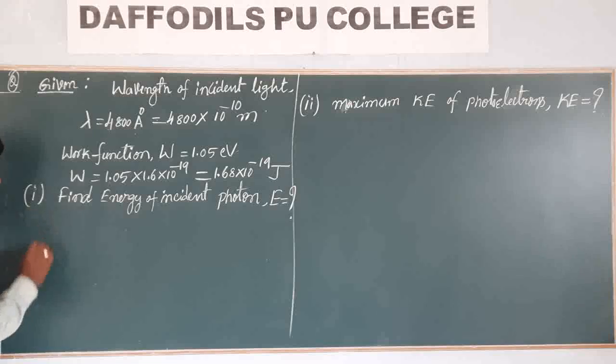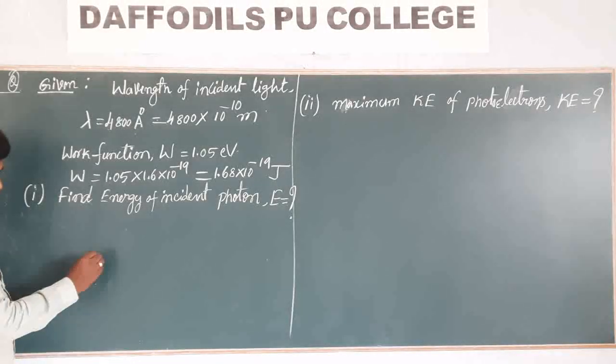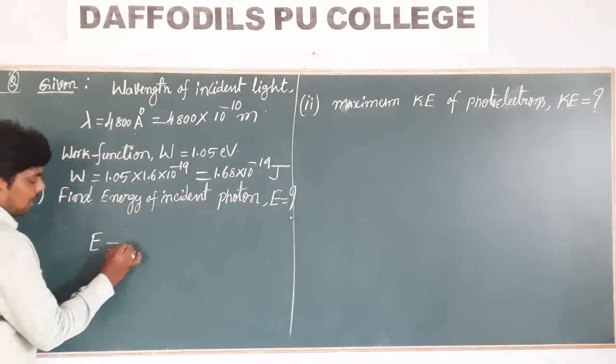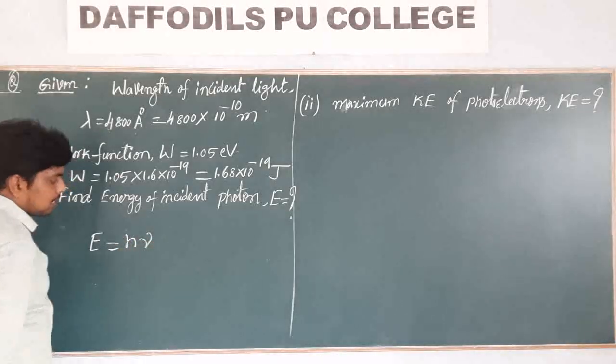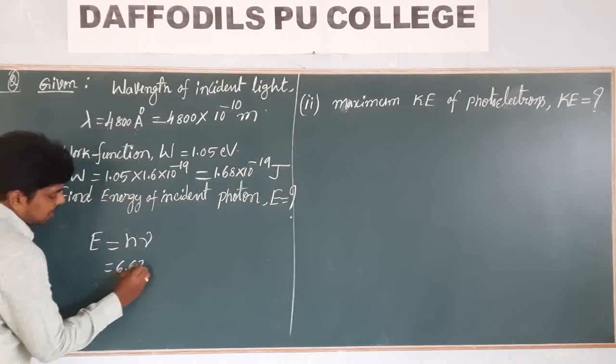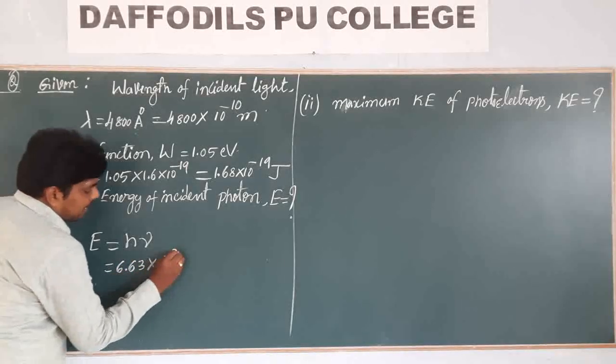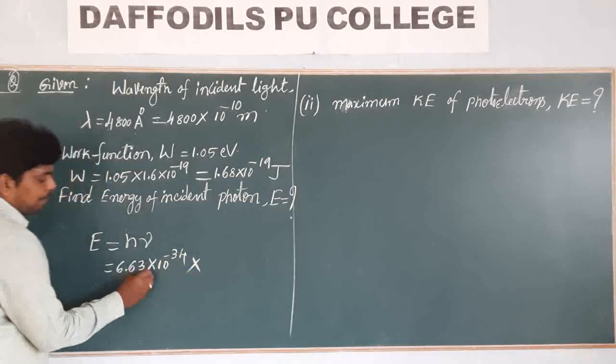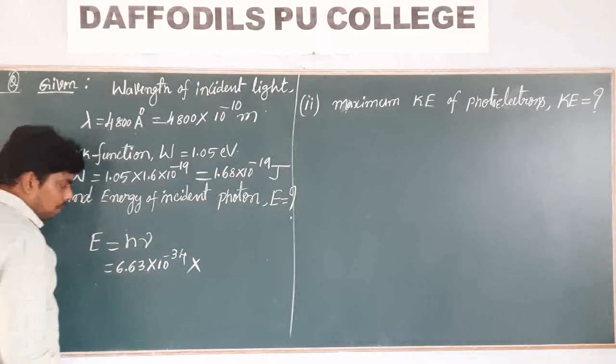First, we will calculate the first one, that is the energy of the incident photon. Energy is equal to h nu. What is the h value? That is 6.63 into 10 to the power minus 34. That is Planck's constant, a known value.